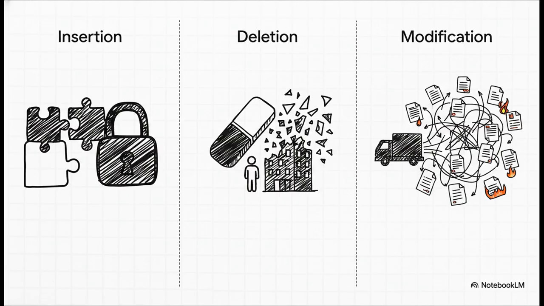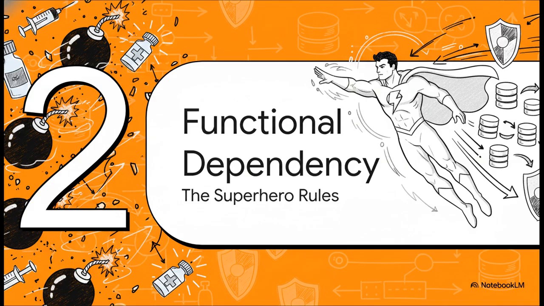And finally, the modification anomaly. If a branch moves across town, we have to go in and update the address on 50 different staff records. If we miss even one, boom, our database is instantly corrupted with conflicting information. So how do we defuse these time bombs? We need a cure. And that brings us to Section 2, the rules of functional dependency.